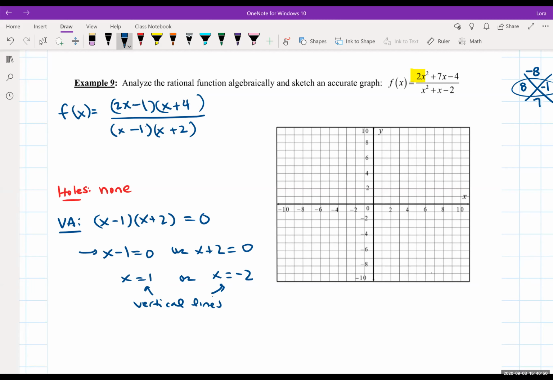Let's include those. At x equals 1, I'll label it, and x equals negative 2. So right away, our rational function is going to be quite interesting.